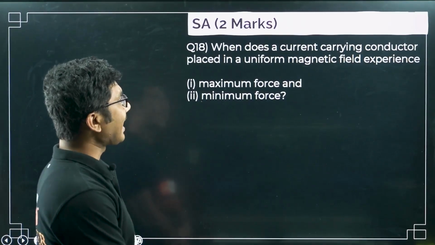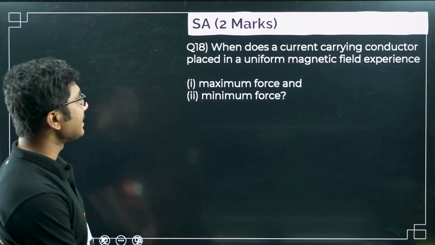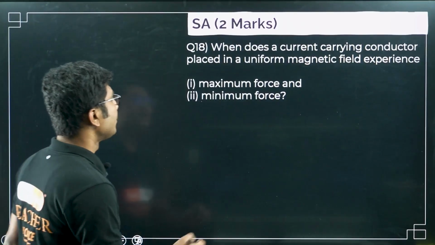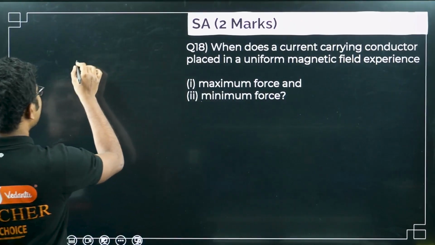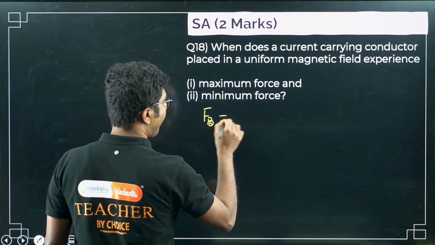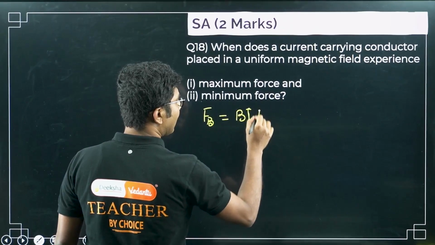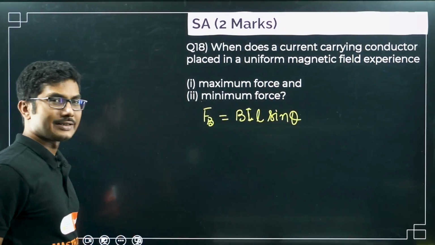When does a current carrying conductor placed in a uniform magnetic field experience maximum force and minimum force? So we know that the force acting on a current carrying conductor is given by B I L sin theta.